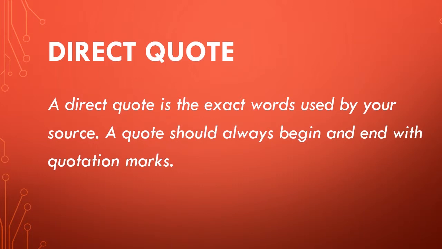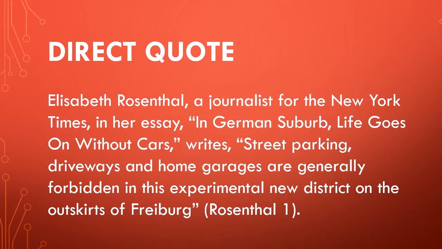Okay, so first thing we got to talk about is what a direct quote is. A direct quote is the exact words used by your source. So if you're quoting a book, when you use their words, that is a direct quote. And that quote should always begin and end with quotation marks. So here's an example.